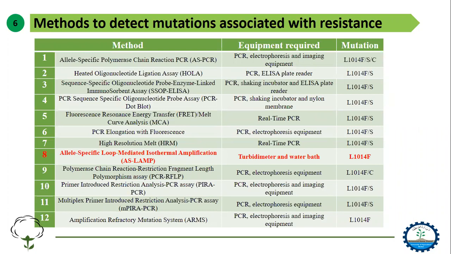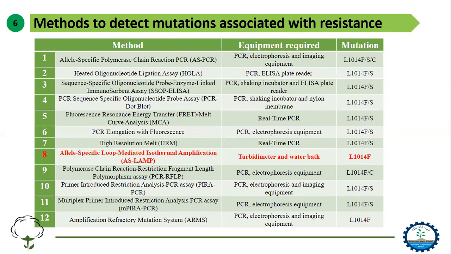Here I'll talk about the methods of resistance detection. There are several methods of molecular resistance detection. People use simple PCR, like allele-specific PCR. There are also heated oligonucleotide ligation assays and high resolution melting. There are several types of resistance mutation detection equipment, but among them a new method is loop-mediated isothermal amplification, in short, LAMP.